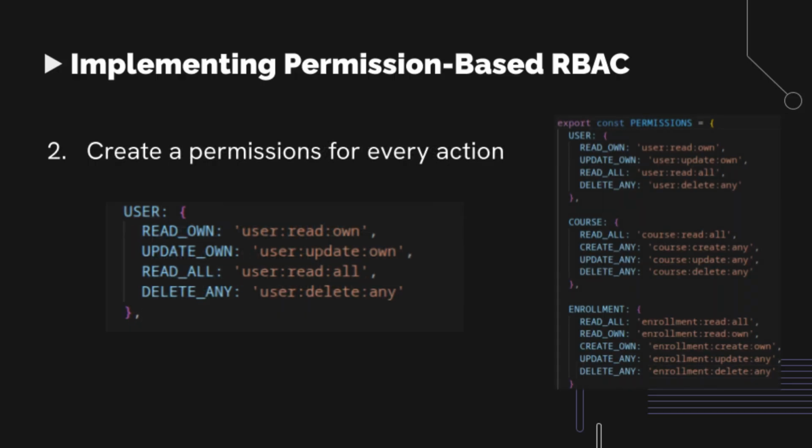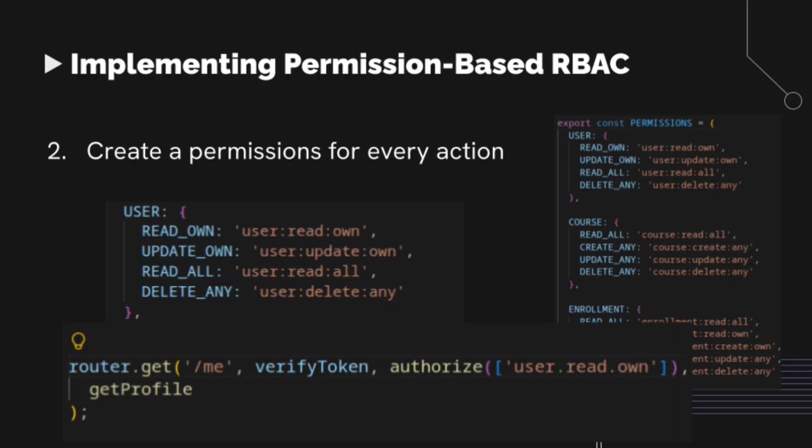The second step is creating a permission for every action. We define permissions that represent the actions users can perform in the application. These permissions are typically associated with a specific API endpoint or operation. For example, a user profile manager may support several actions, and each action can have its own permission. We define a separate permission for viewing a profile, updating a profile, and deleting a profile.